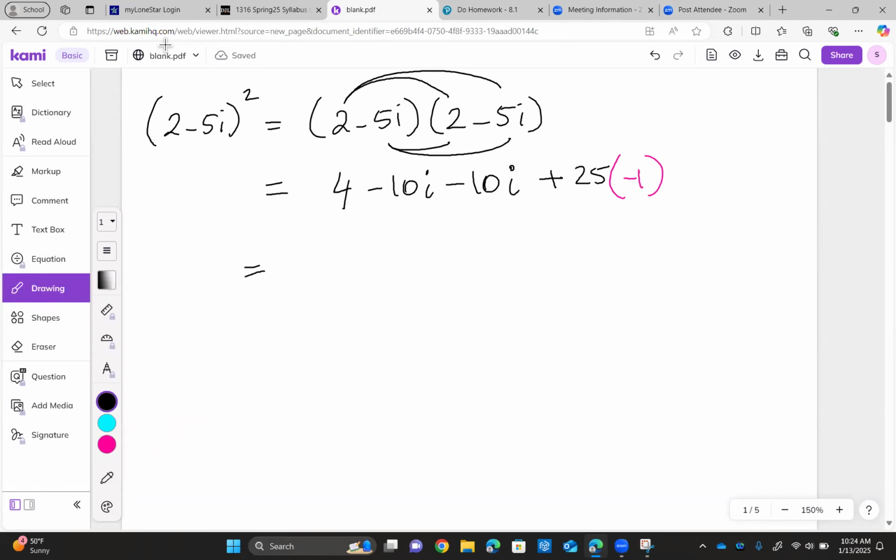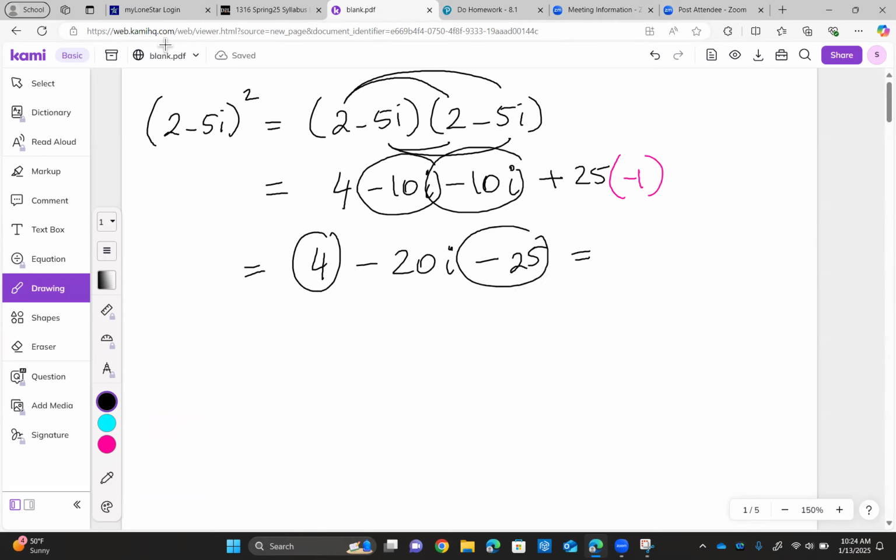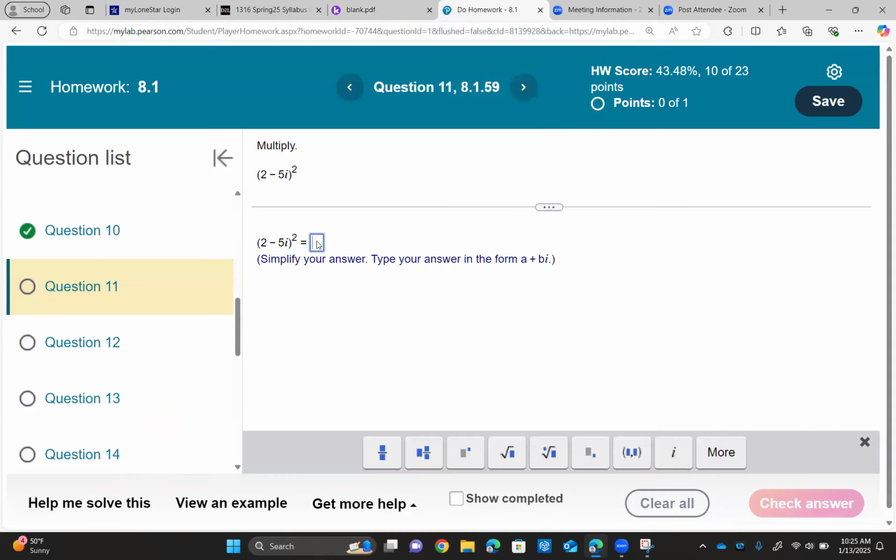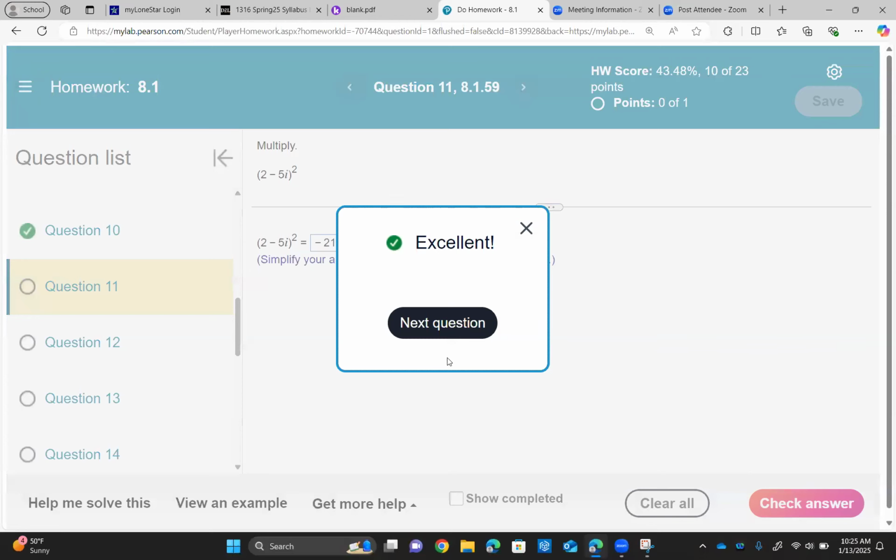This allows me to write 4, and then negative 10i and negative 10i, that's a total of negative 20i. And then here, positive times negative is negative, and then that's just a 25. So now I just need to combine my real parts, which will be a total of negative 21 minus 20i, is what I need to give them as an answer for this question. Negative 21 minus 20i is what I need to give them for this question.